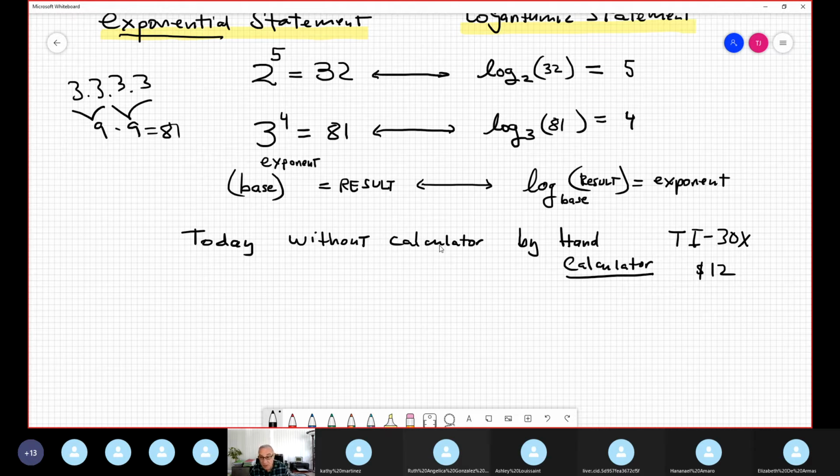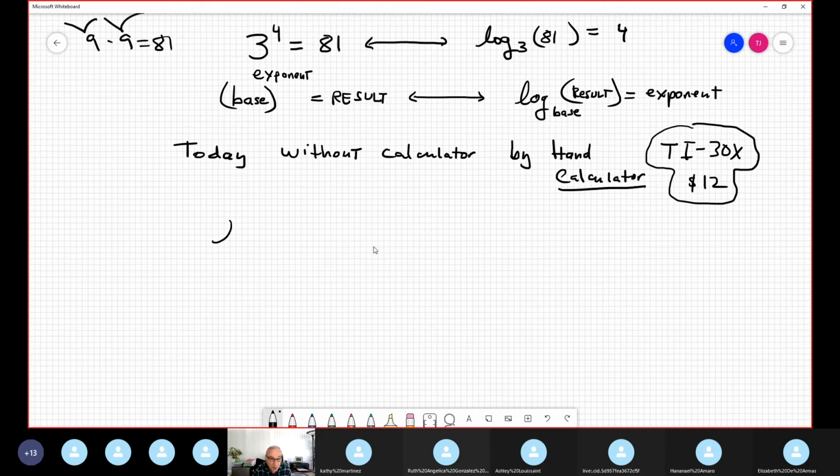Suppose you have in your hand a calculator you bought before, a scientific one, not just 2 plus 2. Scientific, because in this chapter we need to use the logarithmic function and the exponential function. Okay. But today, without a calculator. Okay, suppose.